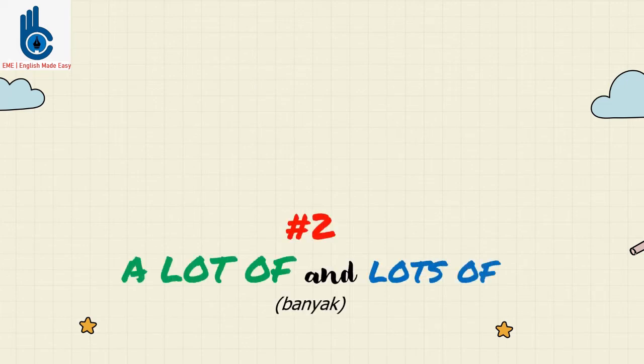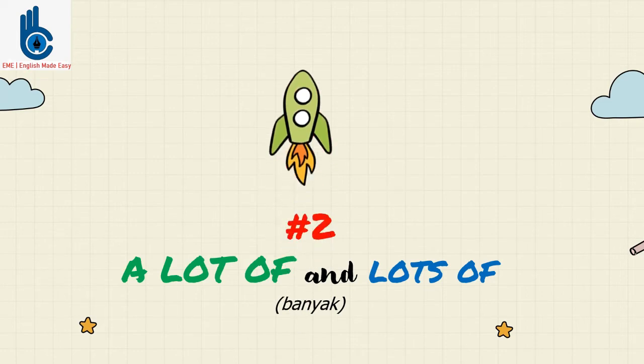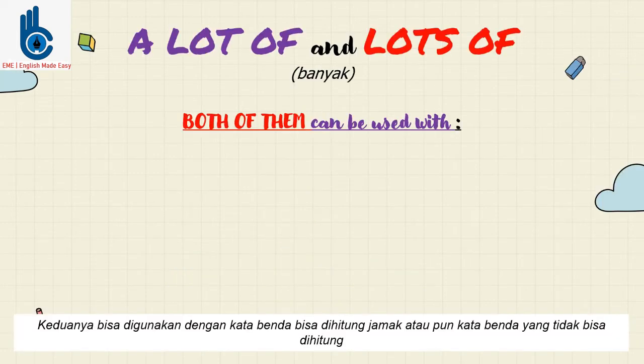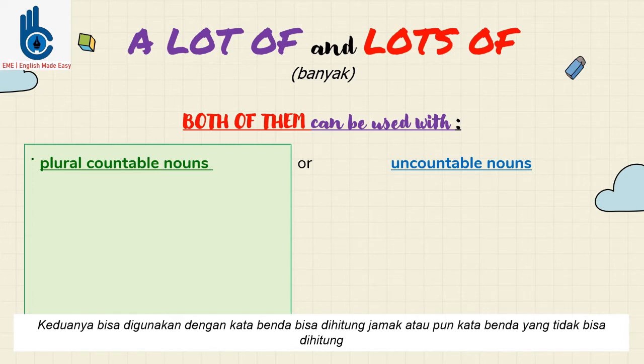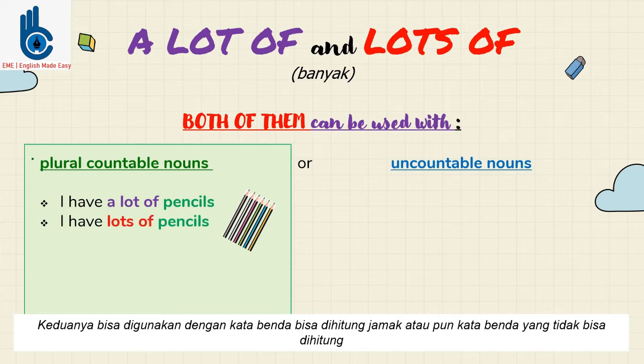Next, we will see a lot of and lots of. Both of them can be used with plural countable nouns or uncountable nouns. First, we can see the example of plural countable nouns. I have a lot of pencils. Or you can say, I have lots of pencils. Pencils are plural countable nouns.